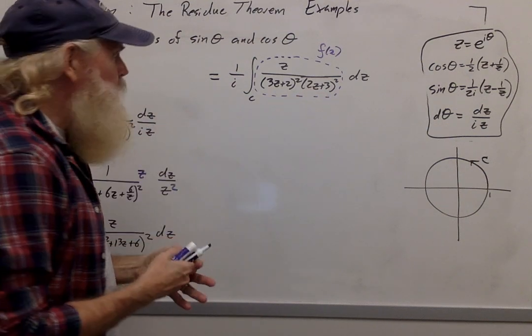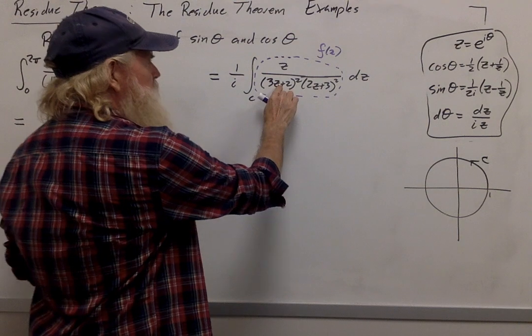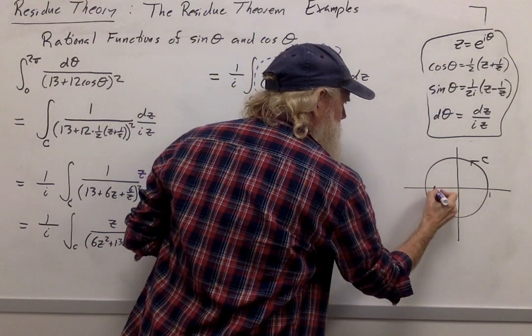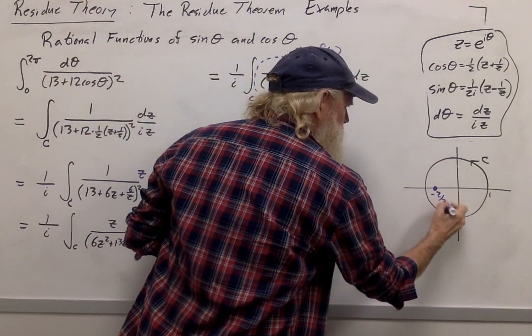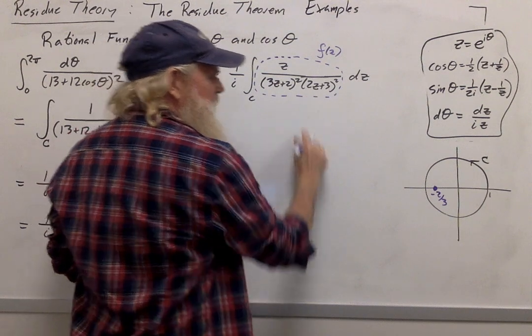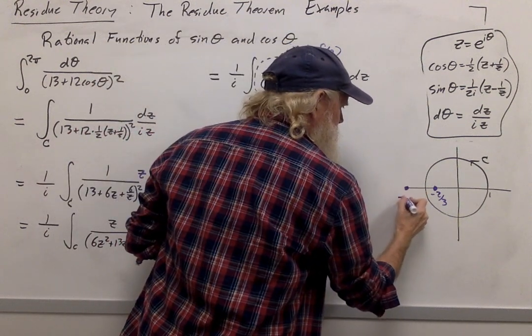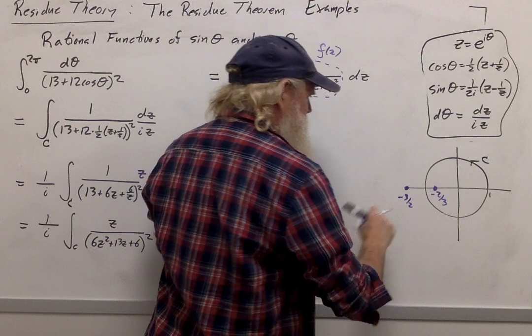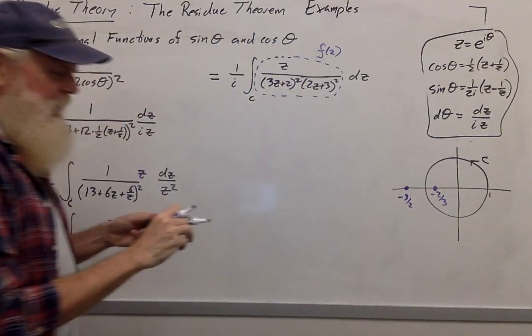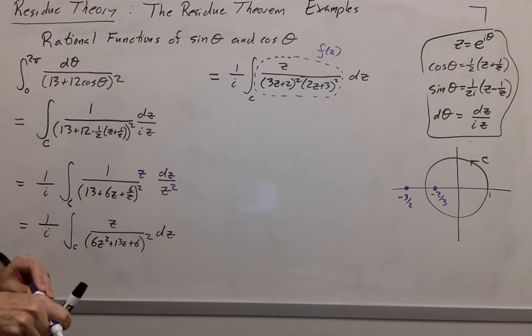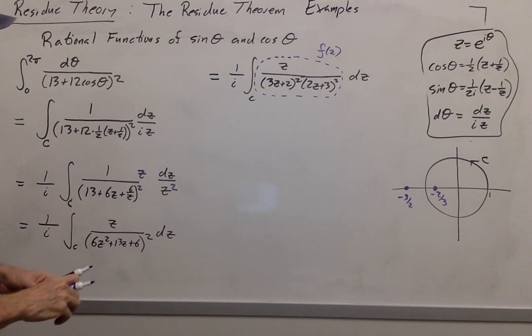This one still has 2 poles. One of the poles is at negative 2/3. The other pole is at negative 3/2. That's the same as in the previous example. The difference is these poles are of order 2 rather than order 1. So we're going to have to work a little bit more in order to find the residues.